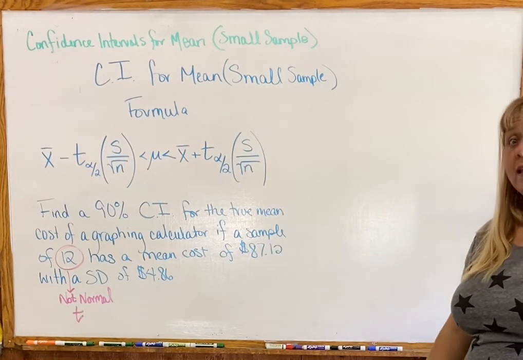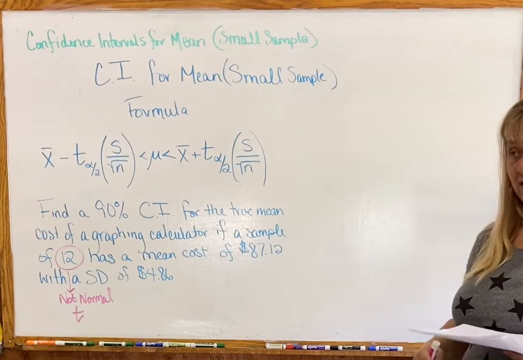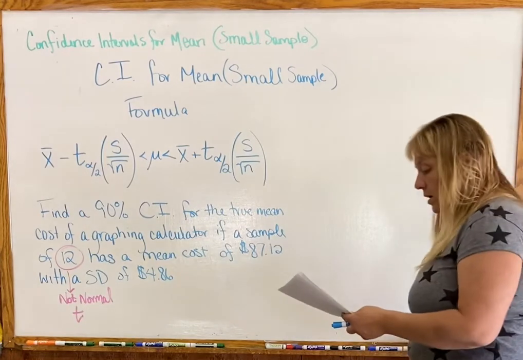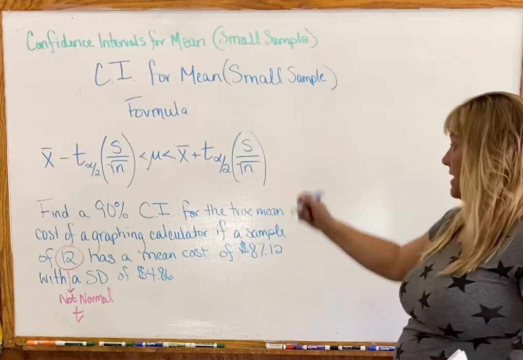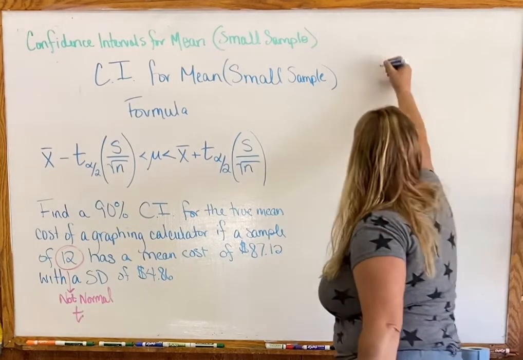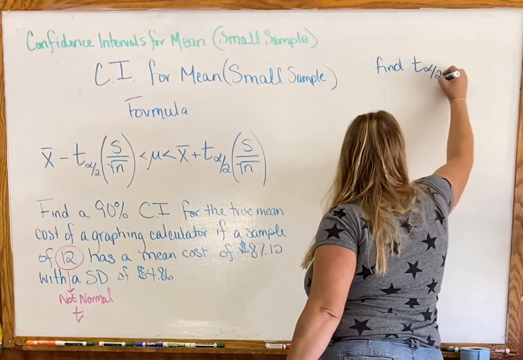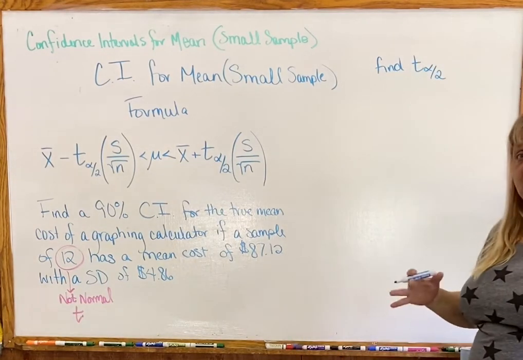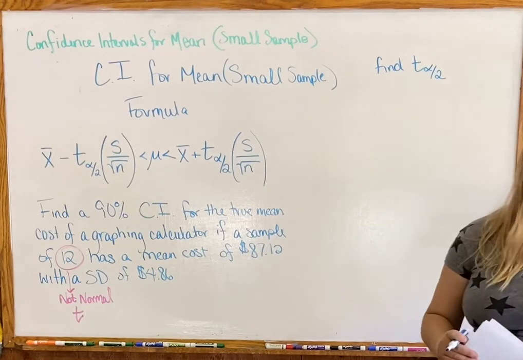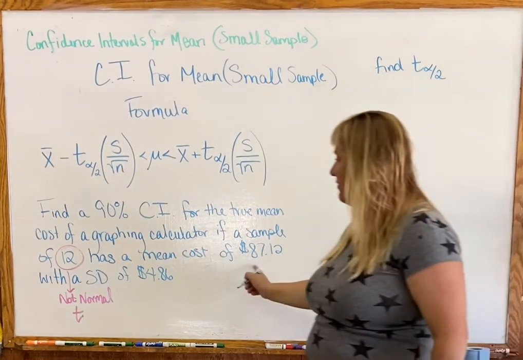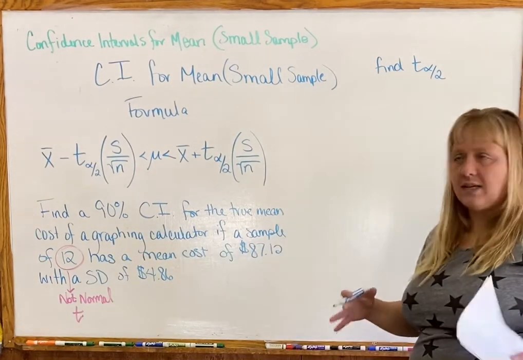So is it very important that every time you read the question, you pay attention to the sample size? Most definitely, absolutely most definitely. So what we need to do first is to find our t sub alpha over 2. Now remember, this is going to be completely different. If we were doing a z-score, it would be 1.65 and we would move on. This one's going to be completely different because the size of the sample, everything comes into play.